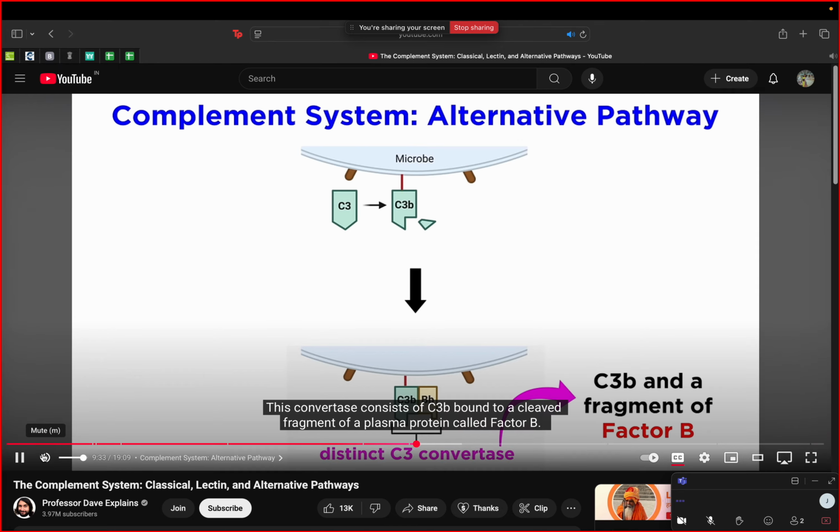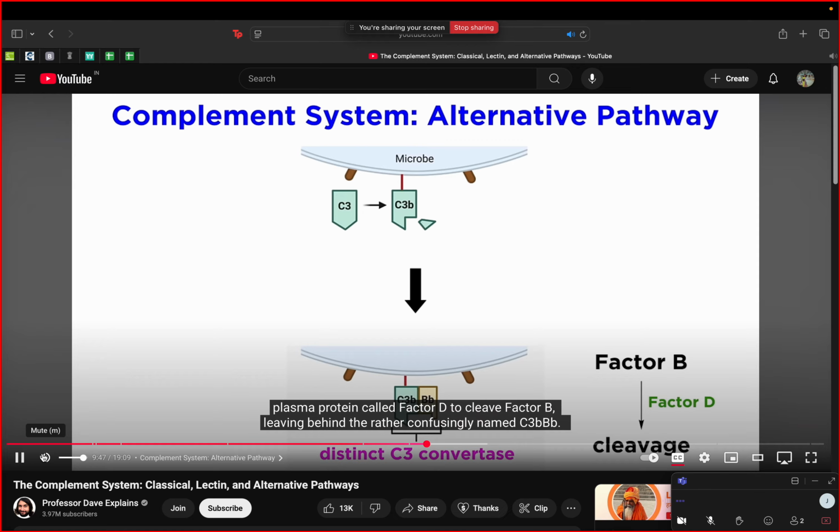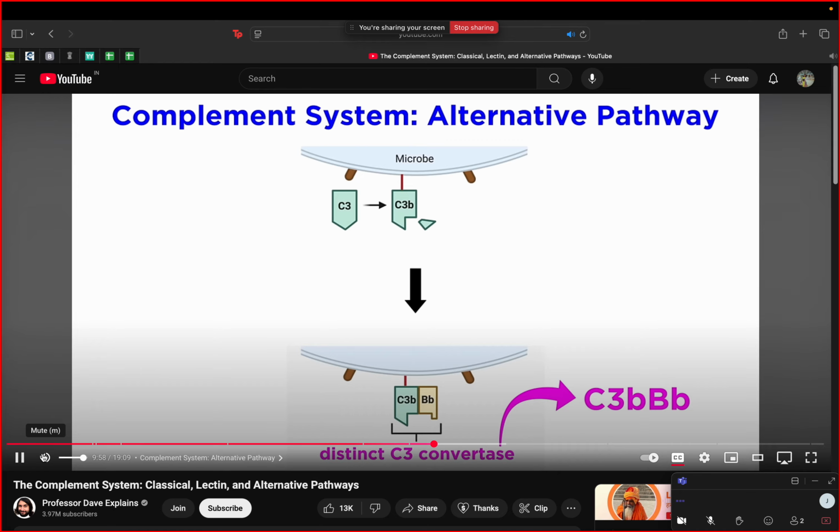This convertase consists of C3b bound to a cleaved fragment of a plasma protein called factor B. When C3b is bound to the surface of a pathogen, circulating factor B can bind. This allows another plasma protein called factor D to cleave factor B, leaving behind the rather confusingly named C3bBb. This is the alternative pathway C3 convertase.